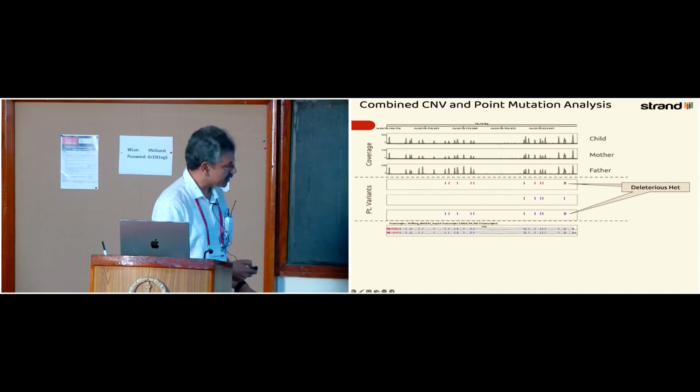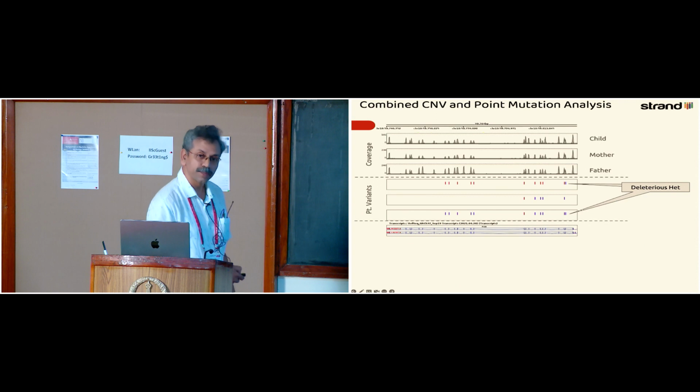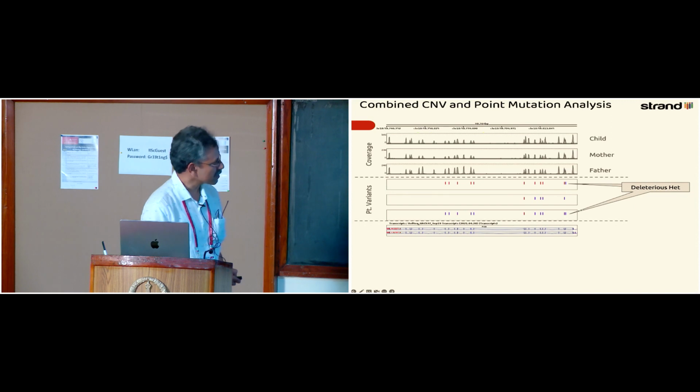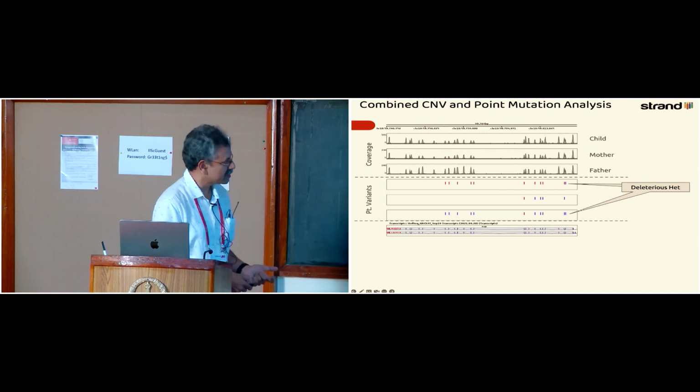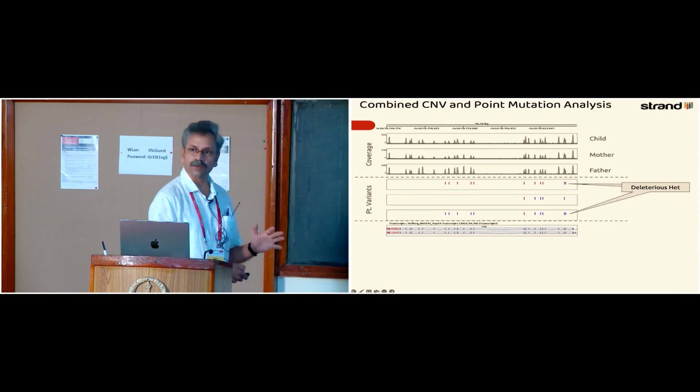Then we did the variant calling. Hopefully you're able to see that these are blue and these are red. The blue are heterozygous variants. The reds are homozygous variants. Nothing to do with pathogenicity, just heterozygous, homozygous. And we found one heterozygous deleterious variant in the child and the father. It's not there in the mother, which means one copy of the gene is most probably knocked out in the father, but the father is asymptomatic, which means this alone cannot explain what is happening in the child. The child inherited one bad copy from the father, but that alone does not explain everything.